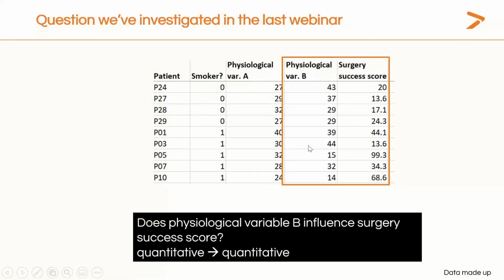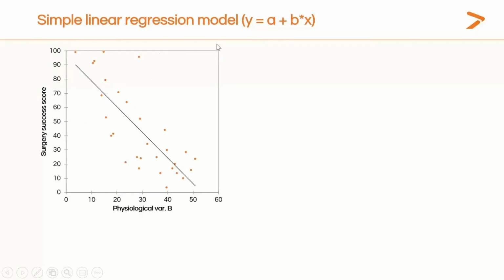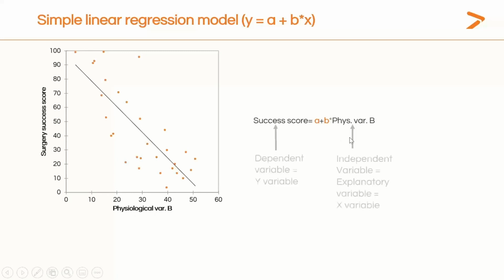Last time we asked this question: does physiological variable B influence surgery success score? So this is quantitative versus quantitative, as you can see. We used a simple linear regression model, which can be written as such, so y equals a plus bx, to test the effect of the x variable on the y variable, or independent on dependent. The simple linear regression model can be represented by a line like this. And if we write it down once again using real variable names, we get this: success score equals a plus b multiplied by this variable.